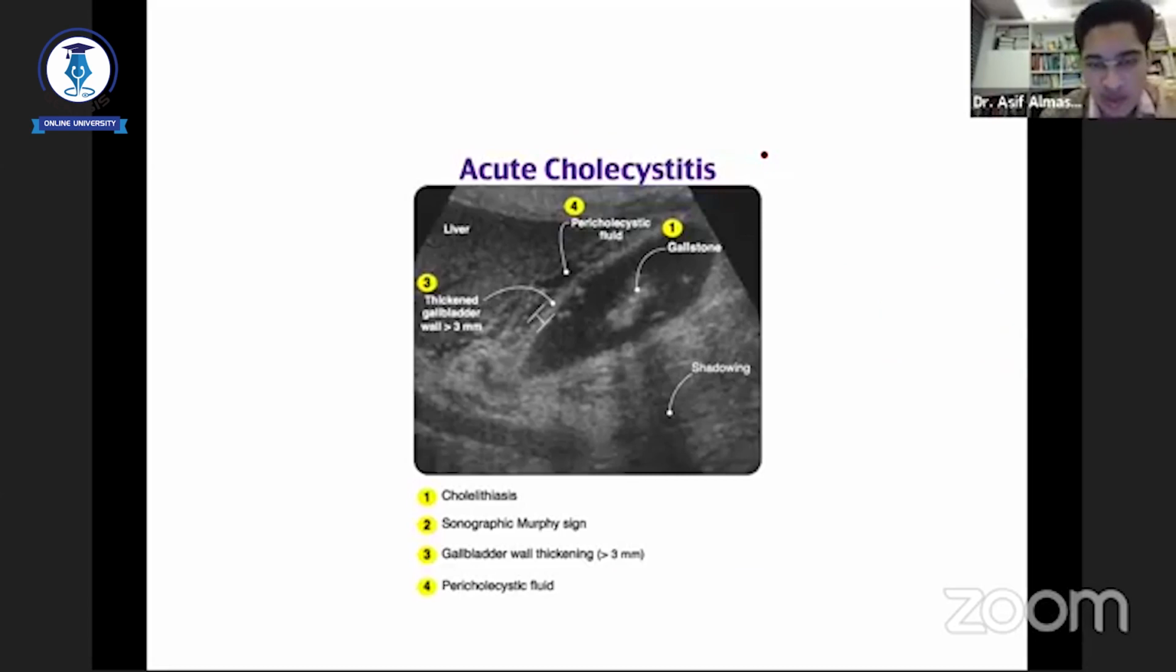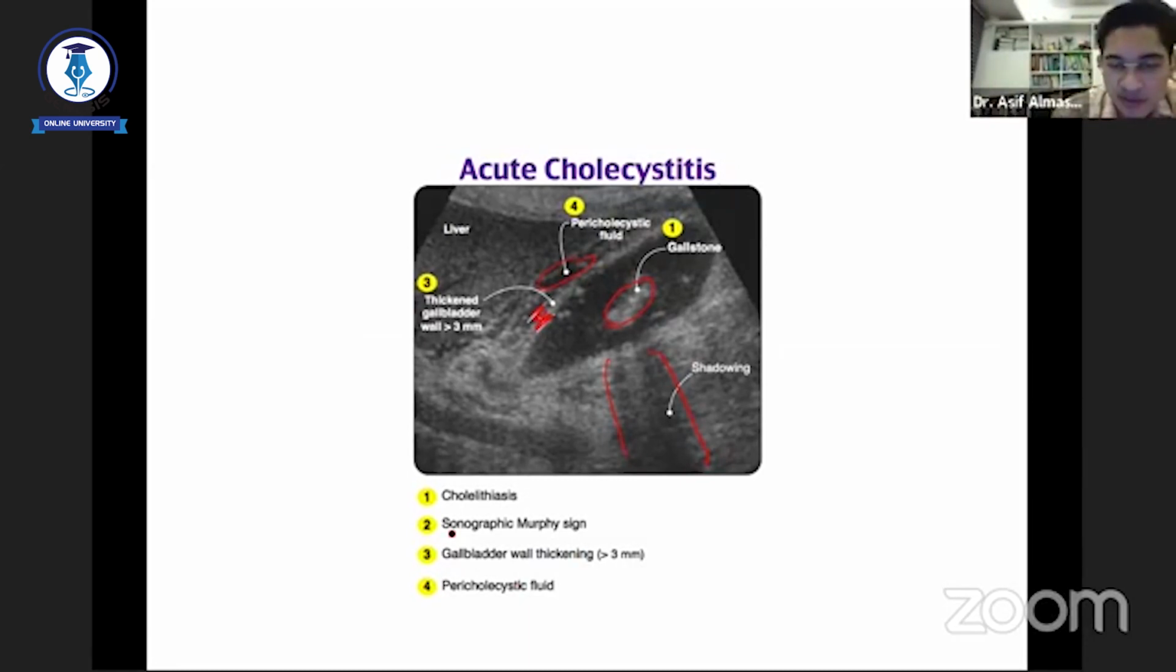Acute cholecystitis. What are the things you are going to get? You'll get a gallstone with its posterior acoustic shadow, you get a thickened wall, and you get pericholecystic fluid. These are the sonologic features of acute cholecystitis.